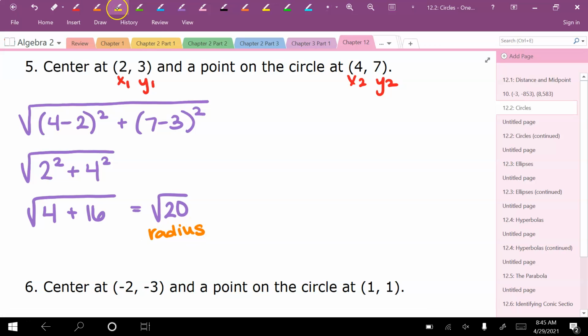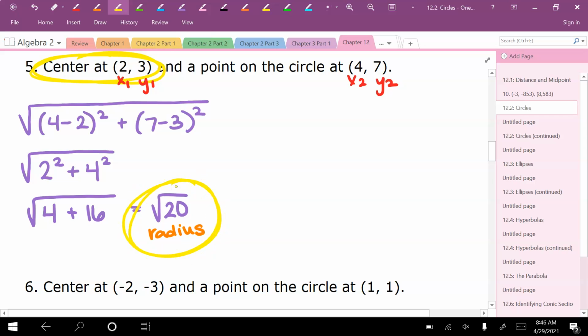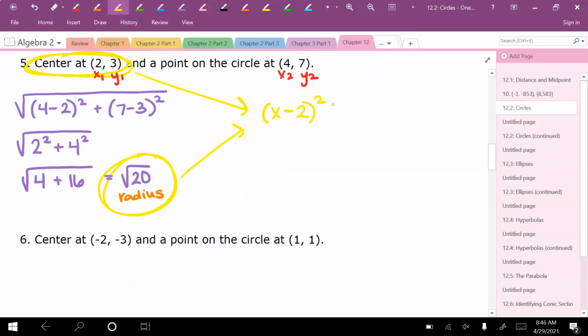Okay, so to write my equation, I'm going to come back up here and I'm going to grab my center, which is at 2, 3. And I'm going to grab this radius now, which is the square root of 20. I'm going to plug these in to my circle equation. So I'm going to do x minus 2, and that's squared. And then plus y minus 3, and that's squared. And that equals my radius, which is the square root of 20. And I'm going to square that too.